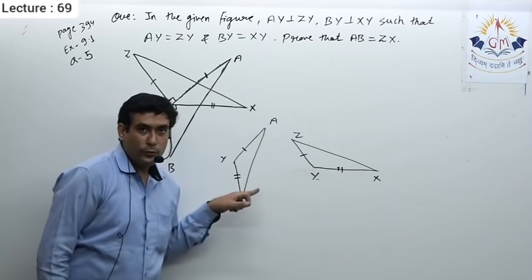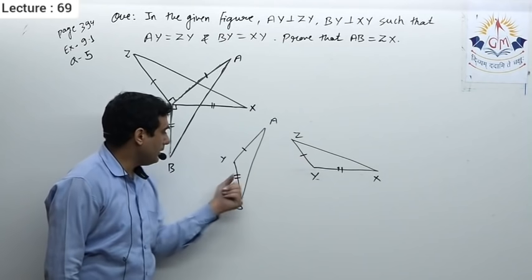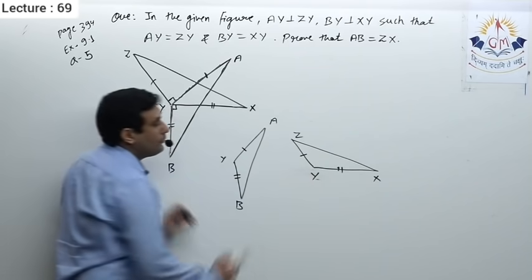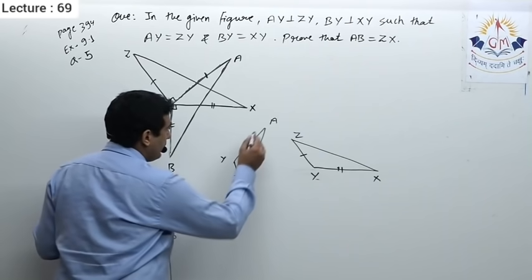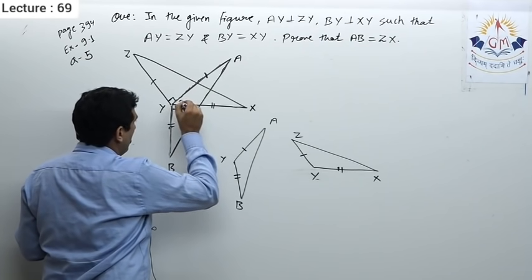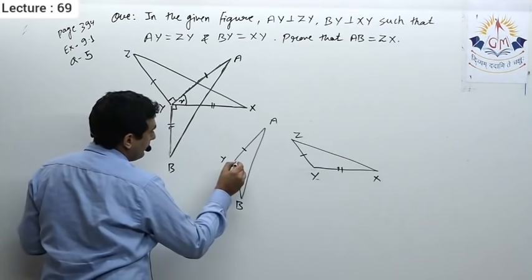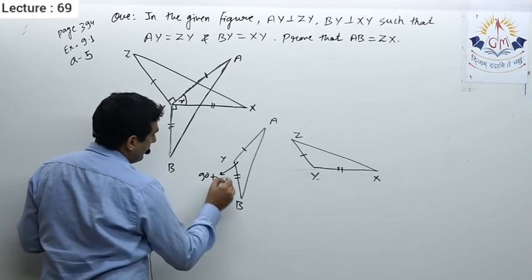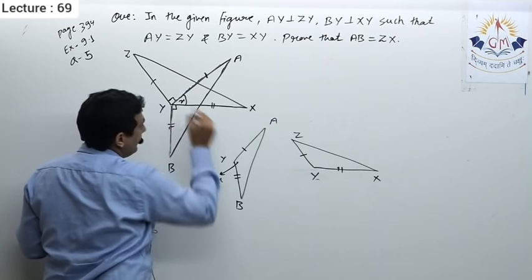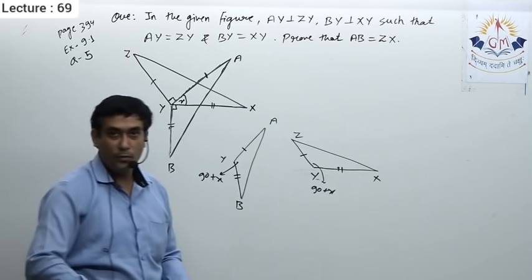Now we want to prove these two triangles congruent so that we can prove AB equal to ZX. So this side BY is equal to XY. Now the only thing is, if we have this angle equal, we can say the triangles are congruent. See angle AYB. Now this angle I am saying for a while X, so can I say AYB equal to 90 minus X? This angle is 90 plus X, not minus. Similarly ZYX is again 90 plus X. So then we can say the triangles are congruent, definitely.